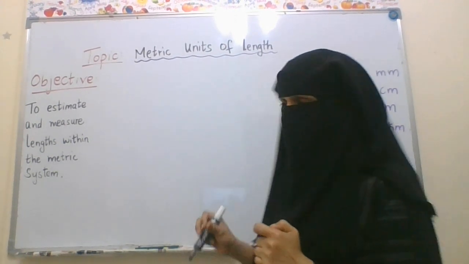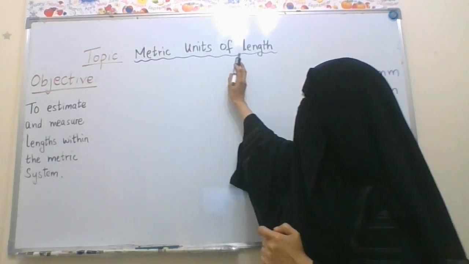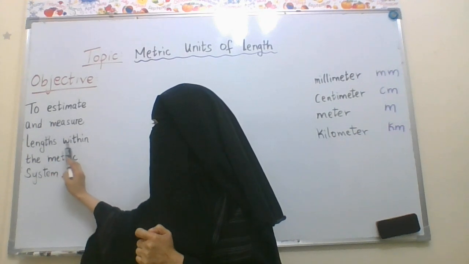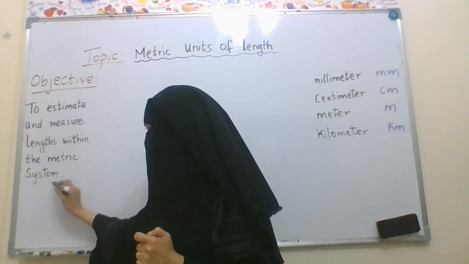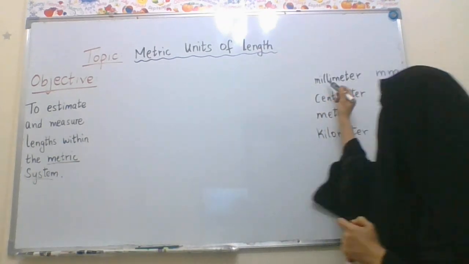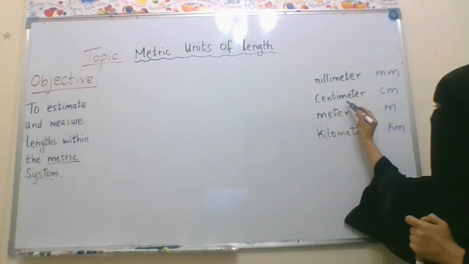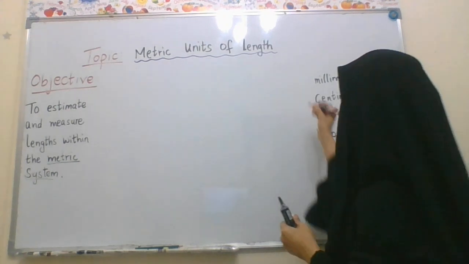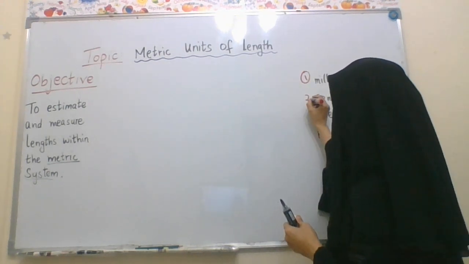Let's see our topic. Metric units of length. So the objective is to estimate and measure lengths within the metric system. We are learning the metric system. Now, millimeters, centimeters, meters and kilometers. These are the four metric units that you are going to learn.